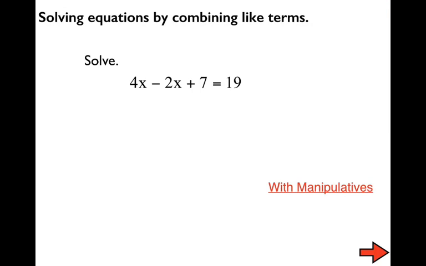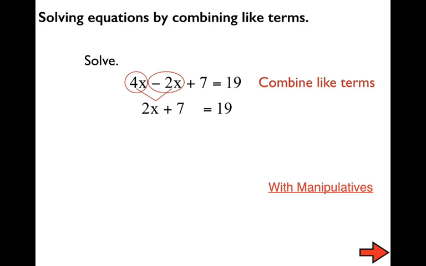Solving equations by combining like terms. Here's a typical equation where we would have to do that. 4x minus 2x plus 7 equals 19. The first thing that we want to do, if we can, is to combine like terms. And as you can see in this equation, we have a positive 4x and a negative 2x. And once again, if you don't understand that that is a negative 2x, let's add the opposite, and you can see that that is truly a negative 2x. So positive 4x and negative 2x make 2x. And so this simplifies to 2x plus 7 equals 19, which is now a regular two-step equation.